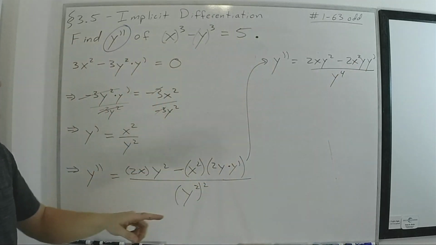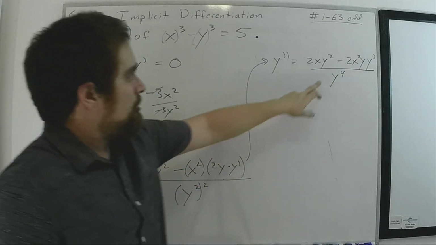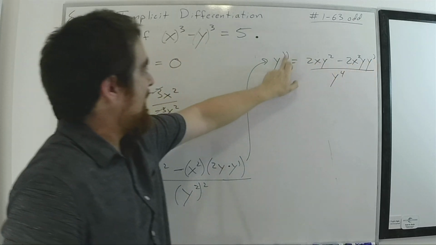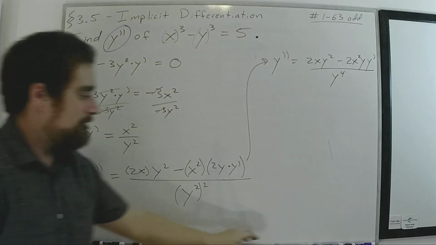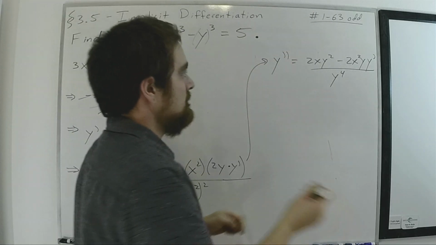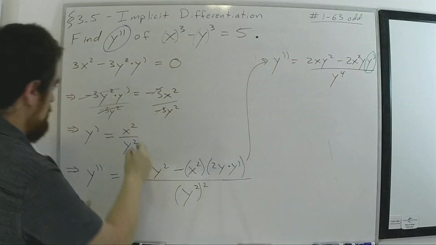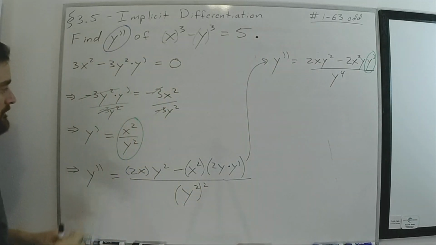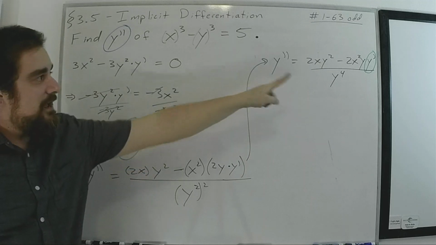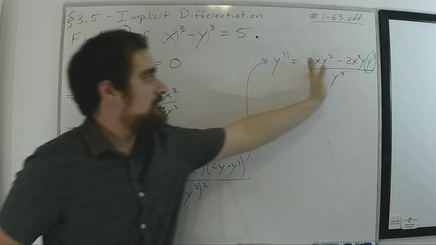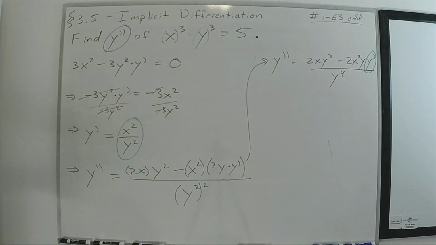But now it's pretty sloppy because what I'm looking at is x's and y's and y primes and y double primes. But the nice thing about this is, we know what y prime is. So I'm not going to leave that as y prime. I'm going to make it so that everything on the right-hand side is in terms of x's and y's only.